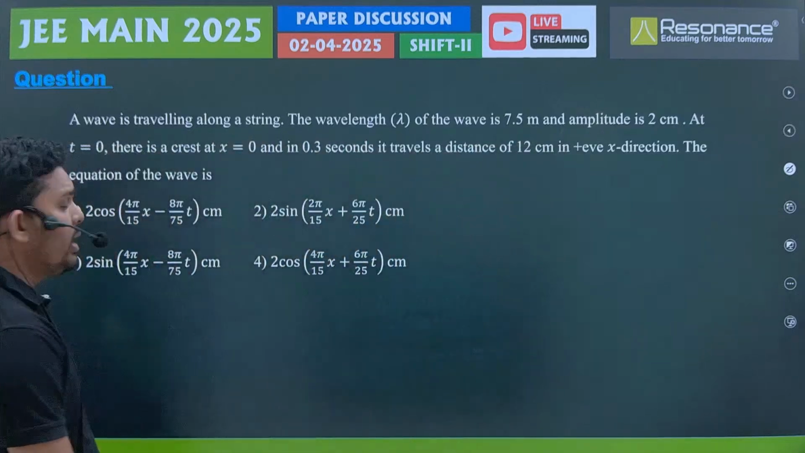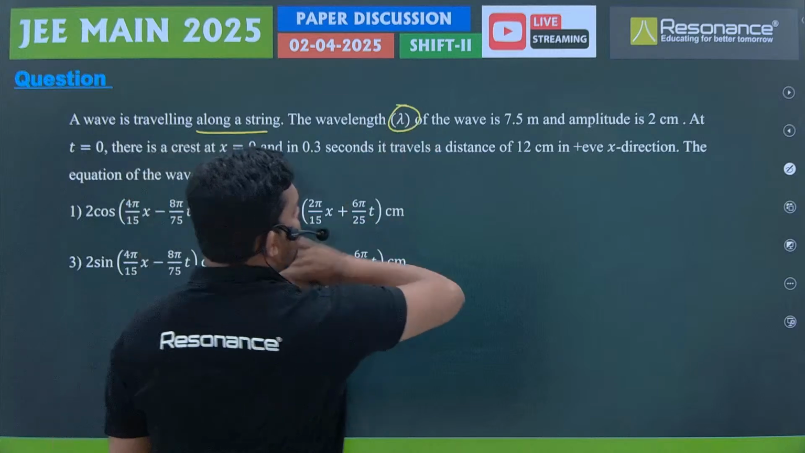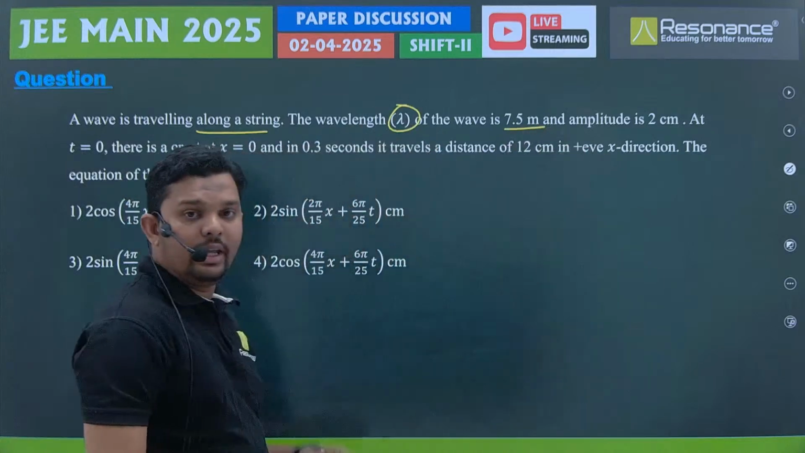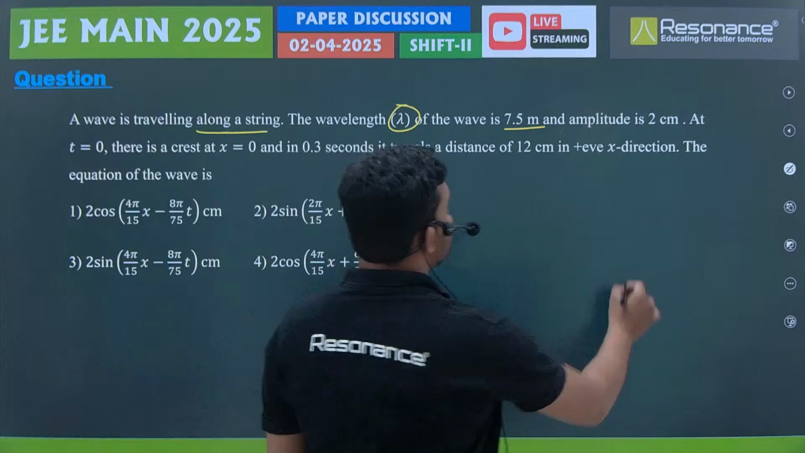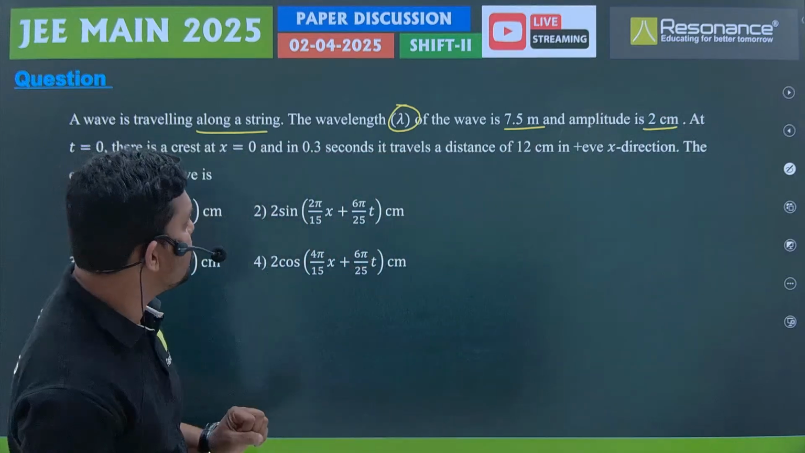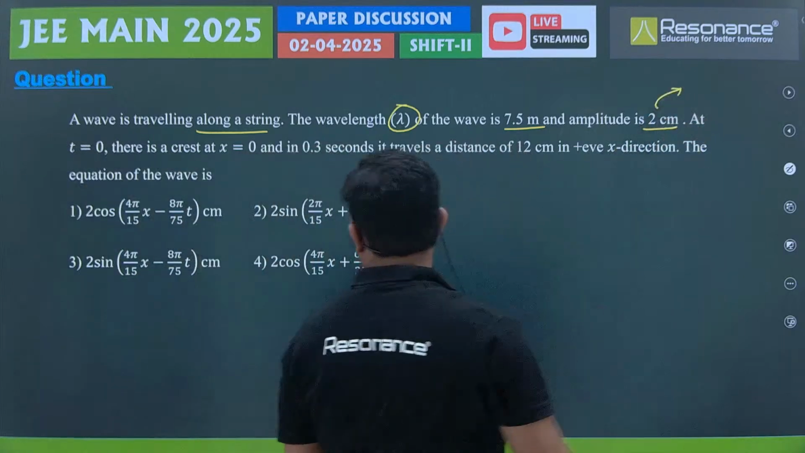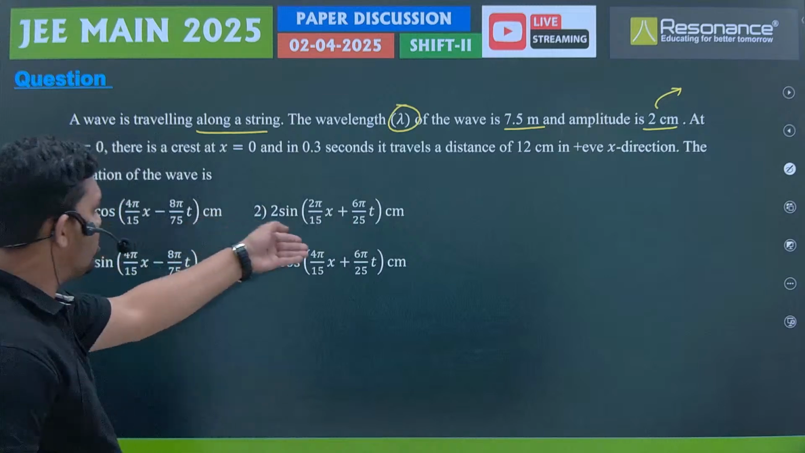In the next question, what he has given: a wave is traveling along a string. The wavelength lambda of the wave is 7.5. He gave the wavelength as well as the amplitude. Make sure that the amplitude is in centimeters. Keep this part in mind. So the final results are also in centimeters.